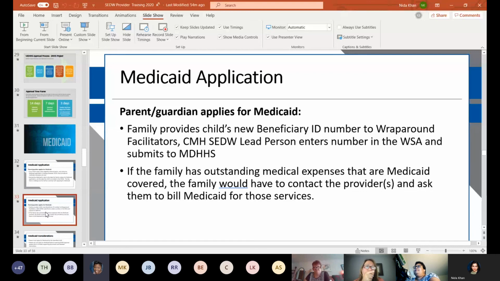So yes, the Medicaid application has been submitted. It has been submitted correctly and approved. So now that family should have received a Medicaid beneficiary ID number, Amber. And it is the wraparound facilitator's responsibility to provide that number to Marissa, who will then enter it in the WSA, which then goes to NIDA for approval and ultimately to MDHHS to approve that the Medicaid number is a valid Medicaid number for that child. And now we are able to be reimbursed or paid for any services that are provided under the SED waiver. And I think we've already talked about those outstanding medical expenses. So if you can move on to the next slide for me, please, Nata.